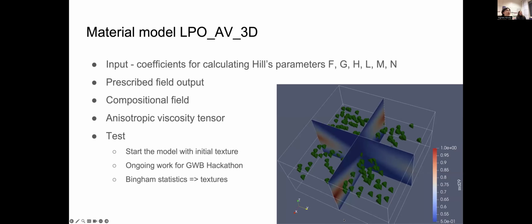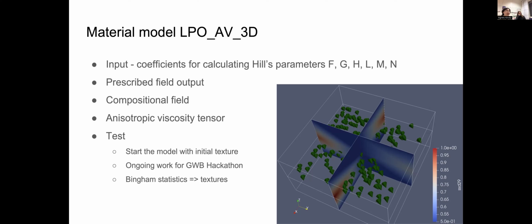So where we are in our testing stage is that we have a shear box model. We are able to visualize the components of the anisotropy tensor and anisotropy stress. But what we really want is to be able to start the model with an initial texture, and this will be our ongoing work for next week's Geodynamic World Builder Hackathon.